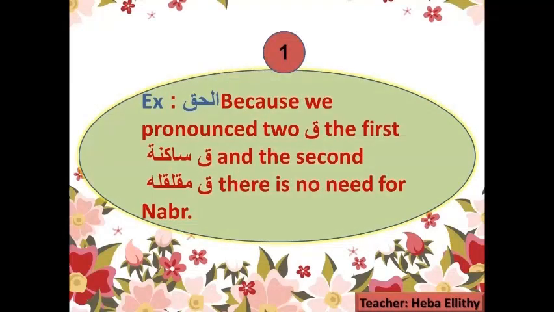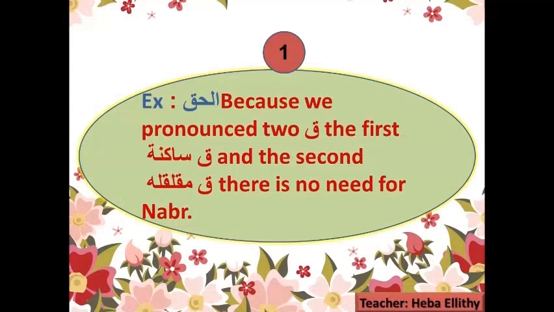If we look at the word الحق as an example, we pronounce 2 قاف. The first قاف is ساكنة and the second قاف is with قلقلة. There is no need for making nabr because it's very clear. الحق. وتب. It's very clear, it's 2 letters. I don't need to make nabr on it to make it clear.